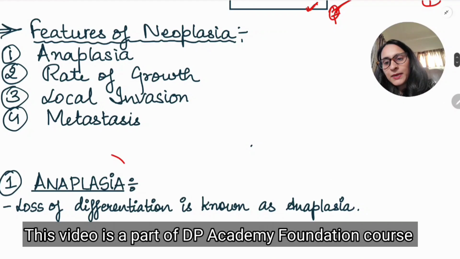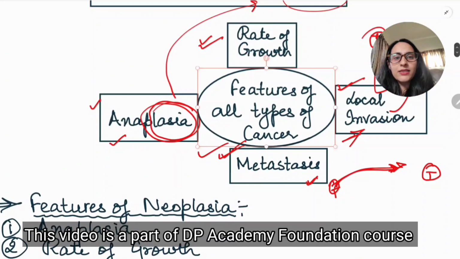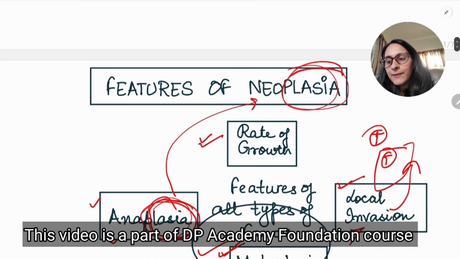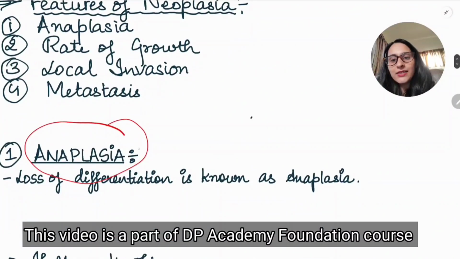So let's talk about anaplasia. I told you it is a hallmark of neoplasia. Remember the word plasia: anaplasia and neoplasia. So the hallmark of neoplasia is anaplasia. Anaplasia is defined as loss of differentiation.